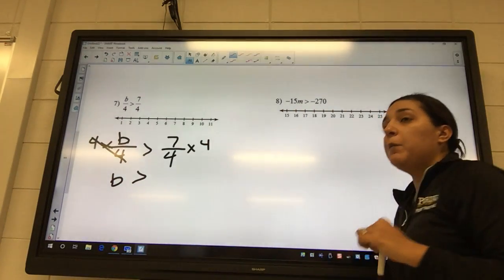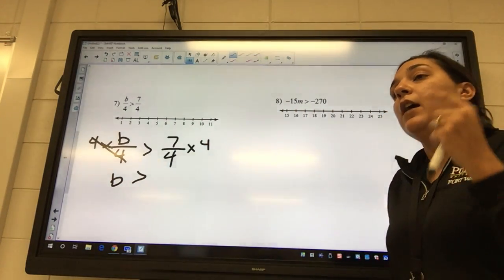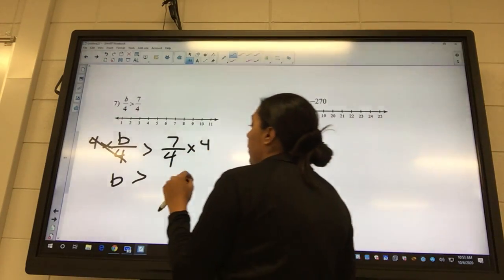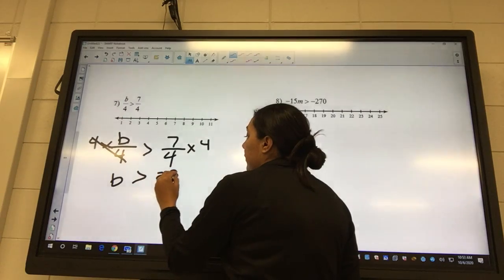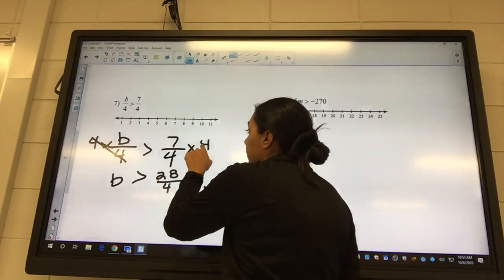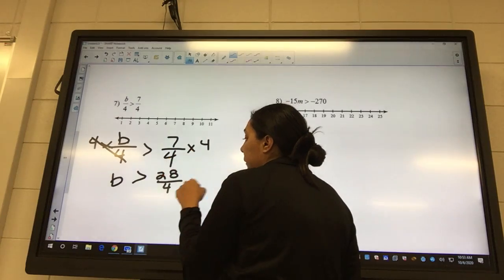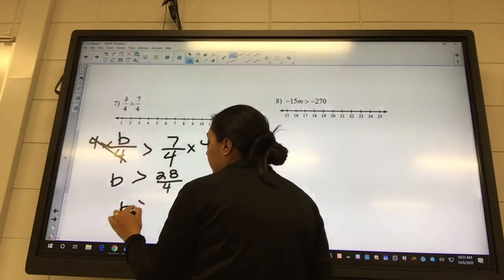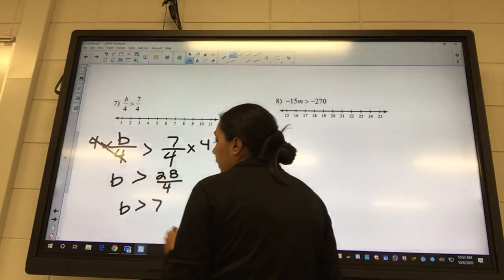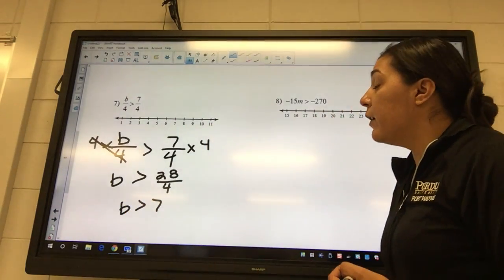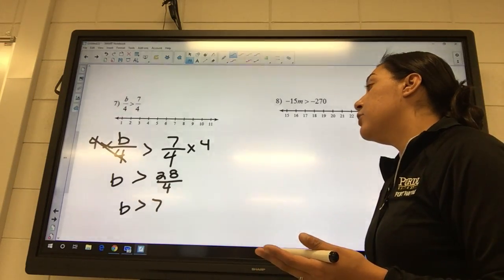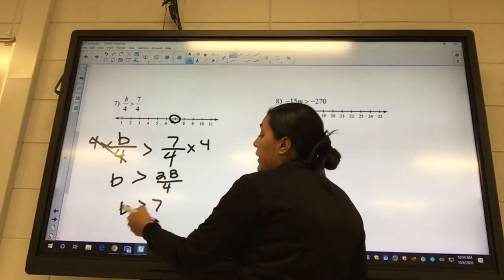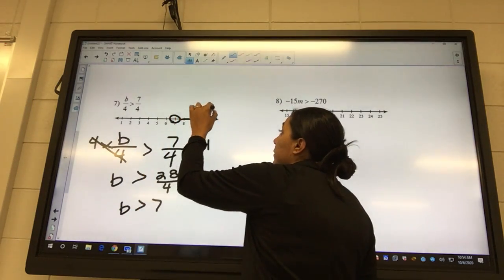Now, when we multiply with fractions, you always just multiply the tops together. So 7 times 4 is going to be 28 over 4. 7 times 4 gives me that 28, and I keep the bottom the same. And 28 over 4 is really just 7. So there should be an open dot on 7, and my arrow should be pointing to the right.